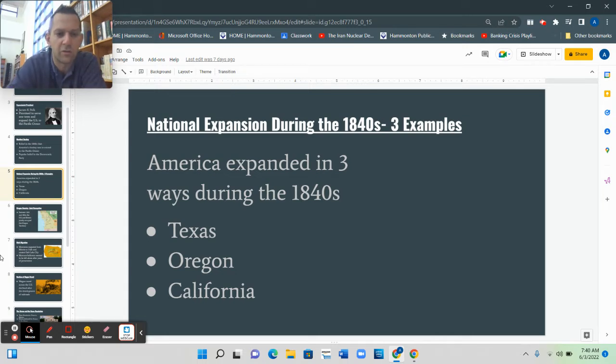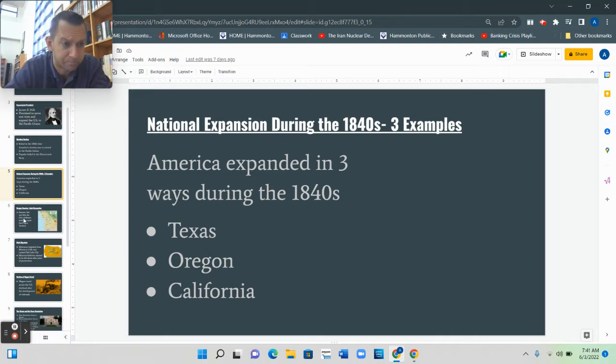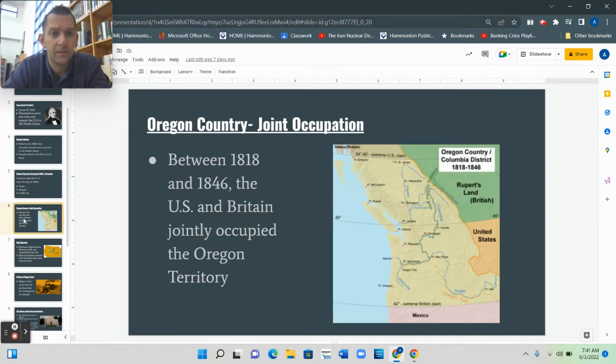Okay. So on your final exam, you will be responsible for identifying the three ways that America expanded in the 1840s. Most likely, if I ask you this question in multiple choice format, you will probably have to choose which area was not added. All right. So make sure you know Texas, Oregon, California, and you'll probably be looking for some other option that was not added.